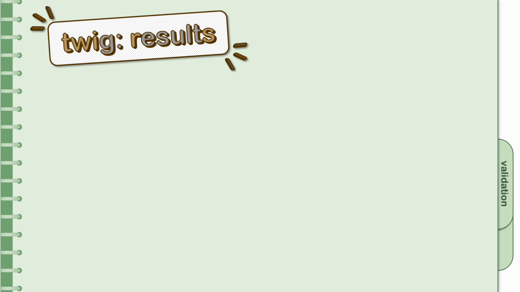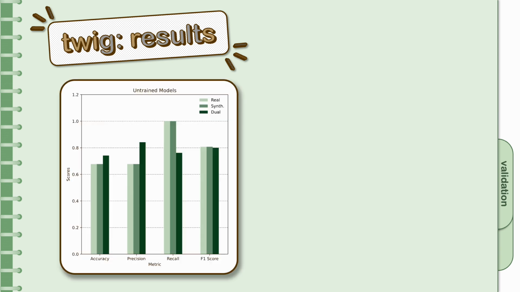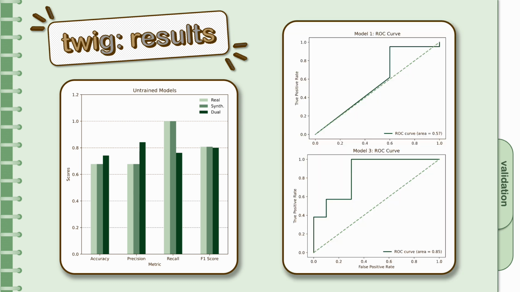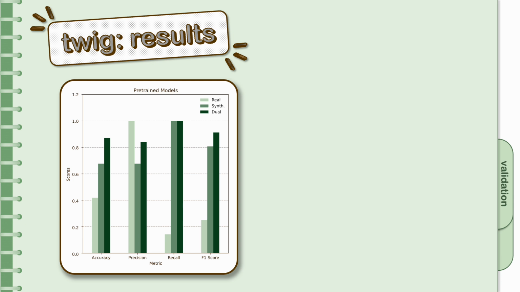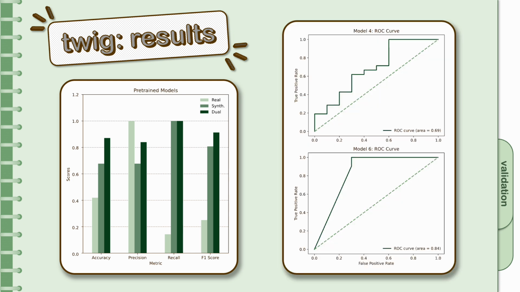Moving on to the twig dataset, the results that we got were very promising. So for the untrained models, we can see a significant increase in accuracy, precision, and F1 score remains the same, even though recall does decrease. However, for the ROC curve, we can also see performance increases from 57 to 85, so that is quite promising. For the pre-trained models, we also got good results, and as we can see, the differences are quite significant on this one. And again, for the ROC curve, we go from 69 to 84. So that is also a significant improvement.